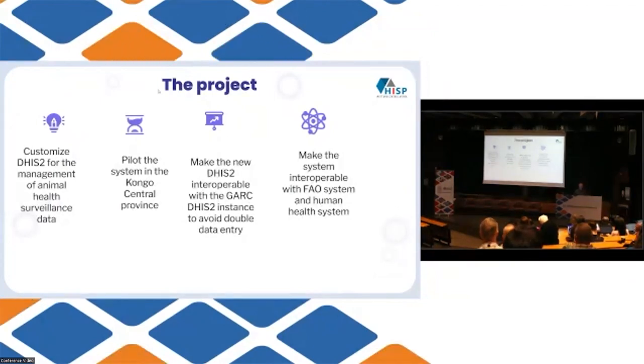So the project then customized DHIS2 for the animal health surveillance pilot, and to make it interoperable with the GARC, that was the rabies system, so that you don't have to enter the data twice, and to make the system interoperable with the FAO system, and of course also to work on this integrated dashboard with the general HMIS in DRC.